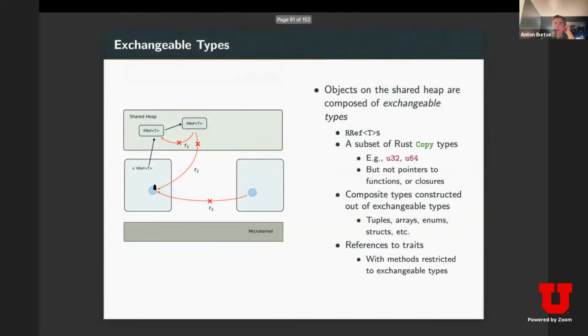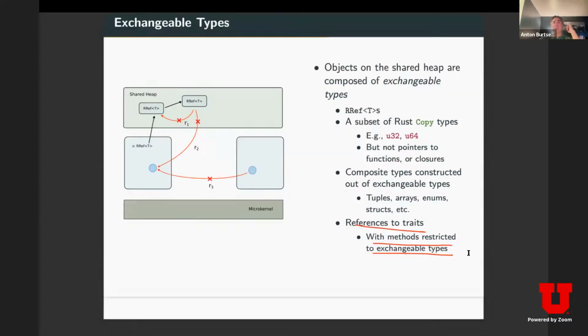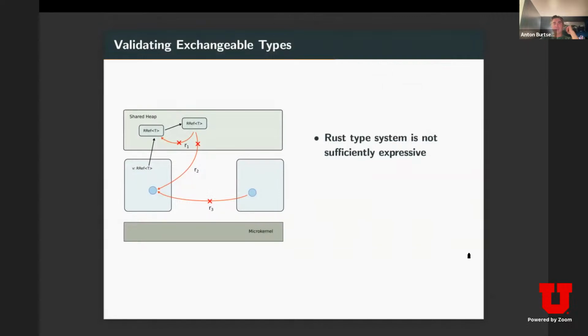We allow references to traits, which means that one domain can introduce a pointer to a trait, meaning it's kind of like a pointer to an interface which the domain exposes, right? However, all methods of those traits can only be restricted to exchangeable types, meaning that even if you pass a pointer to an interface, the interface is recursively validated so that it will only allow exchange of exchangeable types. So you cannot send a raw pointer across, right? That's a big invariant, right? And it turns out that this is impossible to do at the level of the Rust type system itself. It's just not sufficiently expressive.